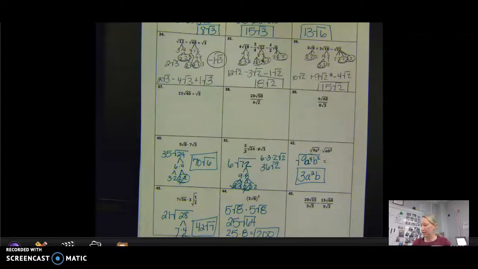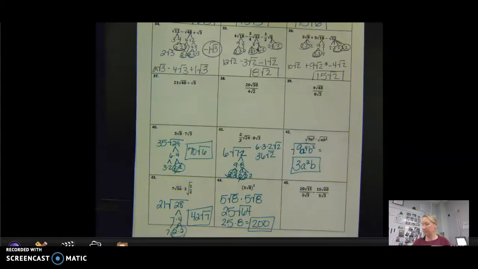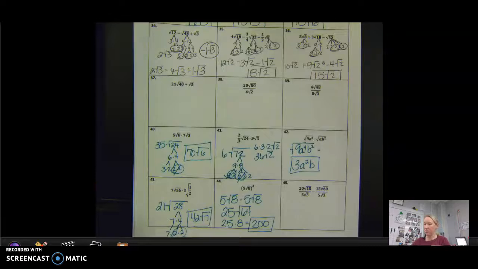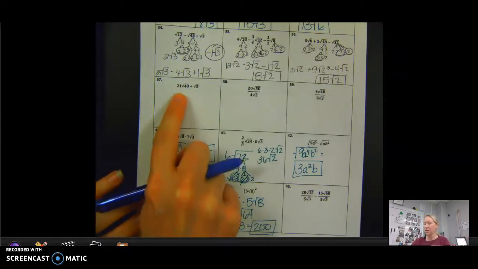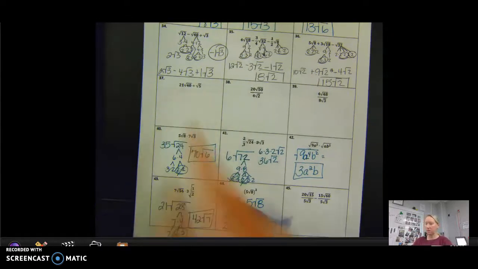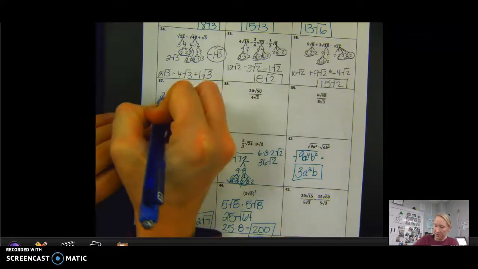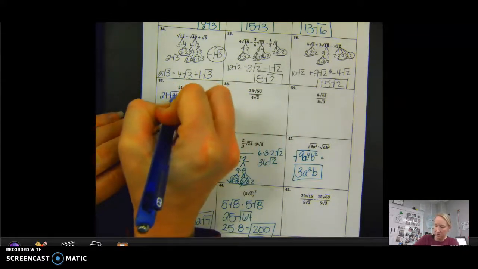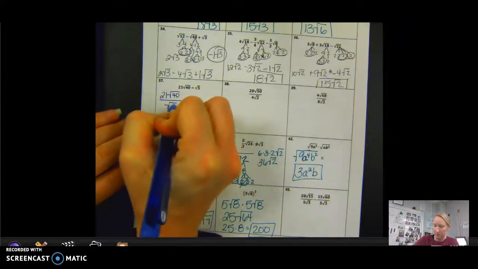Okay, we are moving on to dividing radicals. So we're going to do dividing radicals and what we call rationalizing radicals. So what I need for you to do is turn to page 5 in this packet, and then we are on question 37. So they're doing 21 square roots of 40 divided by square root of 5.